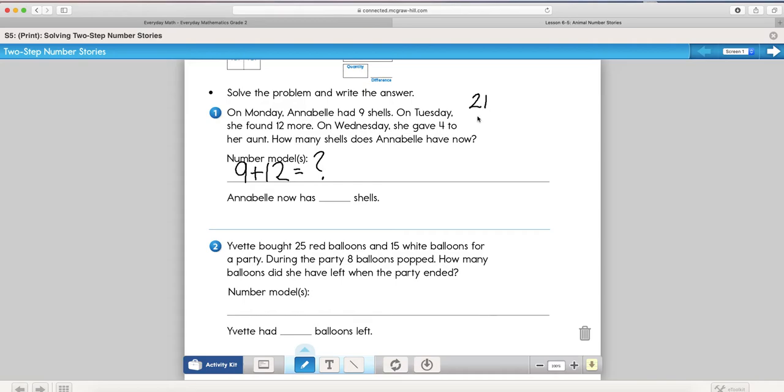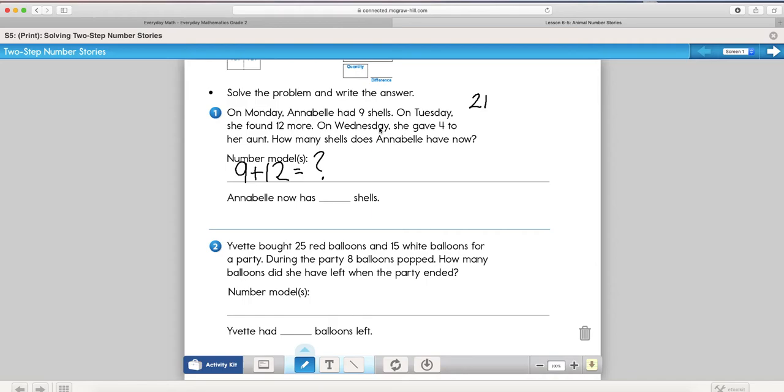Now, though, on Wednesday, she gave 4 to her aunt. How many shells does she have now? Now, what kind of number model do we want to do with the numbers that we have? Do we want to add the numbers together? Do we want to subtract the numbers? What do you think, Levi?